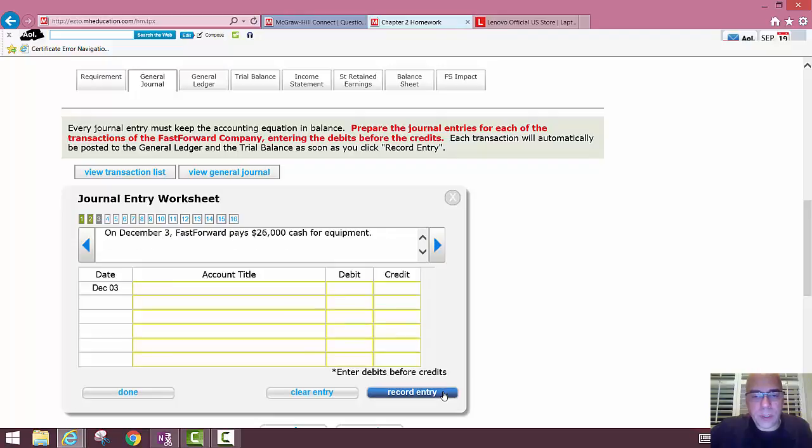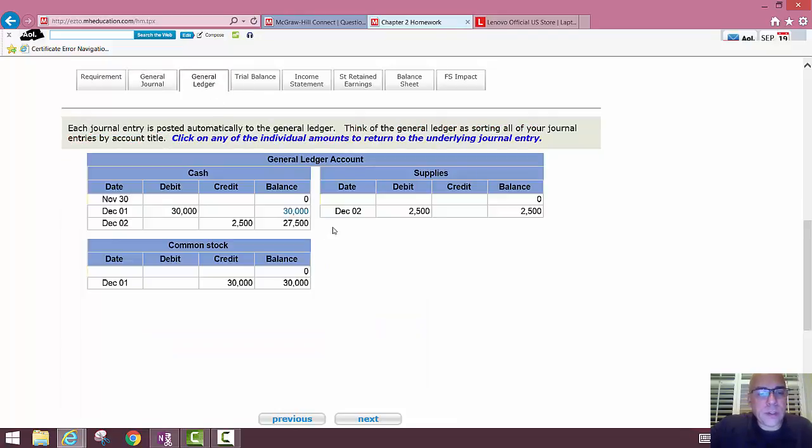I have to always remember to hit that record the entry button. And what do you think? Okay, when we look in our ledger, we post to our ledger. There's our posting. Our cash has come down, but our supplies have come up, right?